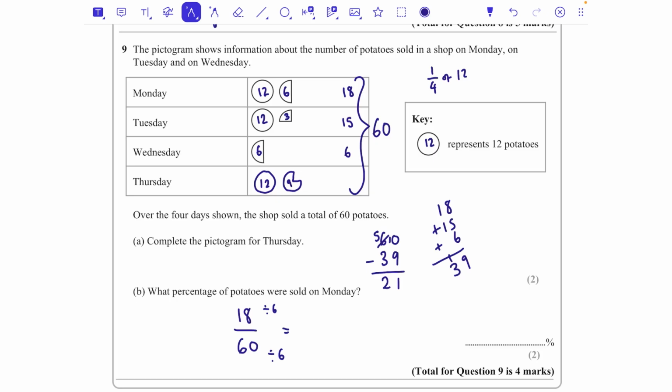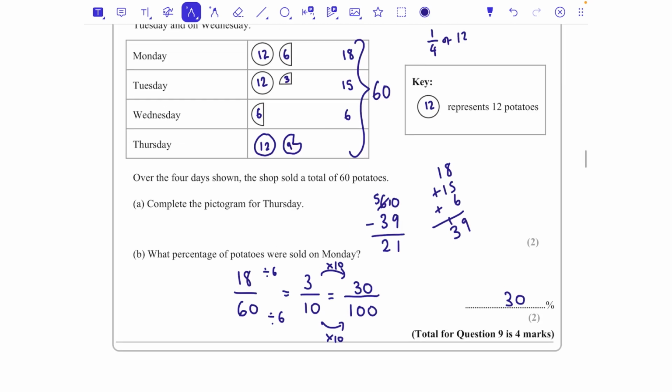So if I divide by 6, I'm going to get 3 out of 10, and that's a little bit easier to make that out of 100. I can make it out of 100 by multiplying the bottom by 10 and multiplying the top by 10. So because I've times this by 10, I'm also going to times the top by 10 to keep it equivalent, and that would be 30. So 30 out of 100 means that that is indeed 30% that is sold on Monday.